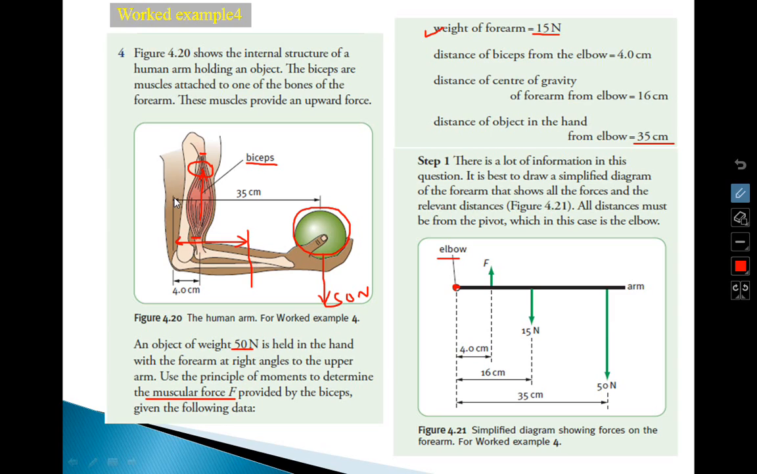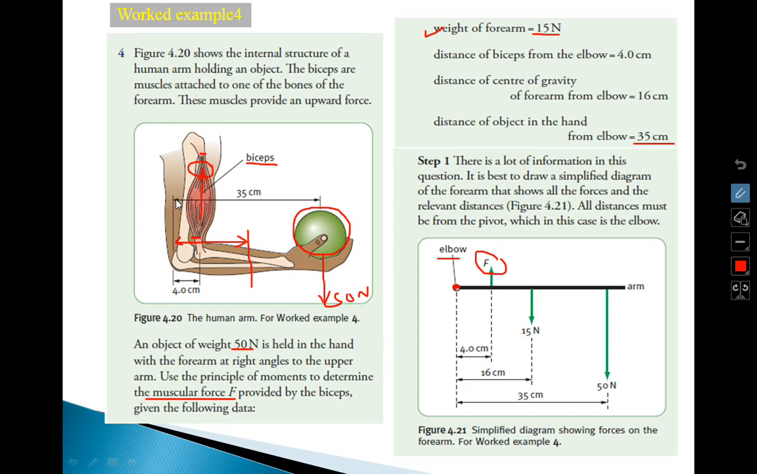First force, we will move from here. We will find what? This force, which we are going to find. So this force, we will name it F. It is an unknown force, we need to determine it. The muscular force F is unknown. With distance what? 4 centimeter. The distance from the elbow up to this force is 4 centimeter. Okay, now move.